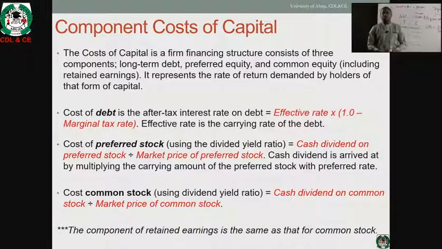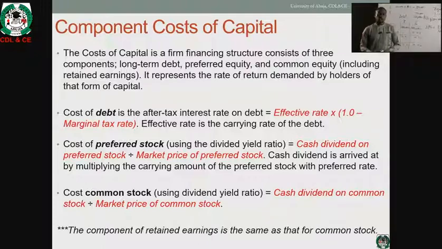Therefore, the components of cost of capital have all the sources of funding that are available to the organization, the same components that make up the capital structure. Either you have a debt, which is usually calculated on an after-tax basis, or you have the cost of preference stock, which usually uses a dividend yield methodology, whereby you divide the cash dividend on a preference stock by the market price of the preference stock itself.